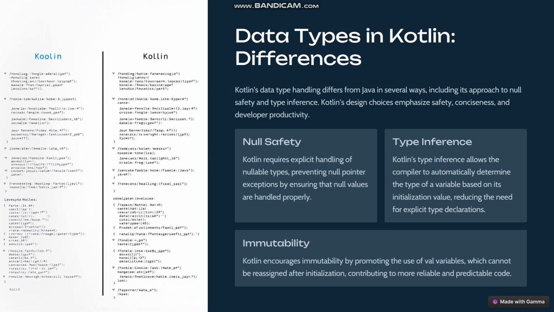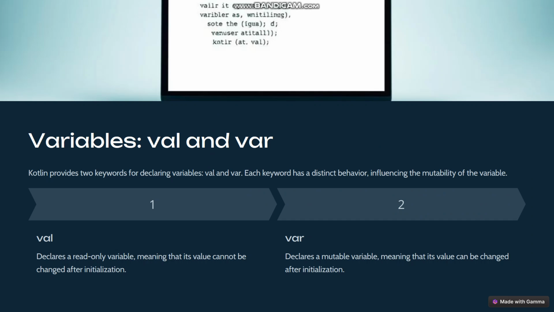Null safety. Kotlin requires explicit handling of nullable types, preventing null pointer exceptions by ensuring that null values are handled properly. Type inference. Kotlin's type inference allows the compiler to automatically determine the type of a variable based on its initialization value, reducing the need for explicit type declaration. Immutability. Kotlin encourages immutability by promoting the use of val variables, which cannot be reassigned after initialization, contributing to more reliable and predictable code.